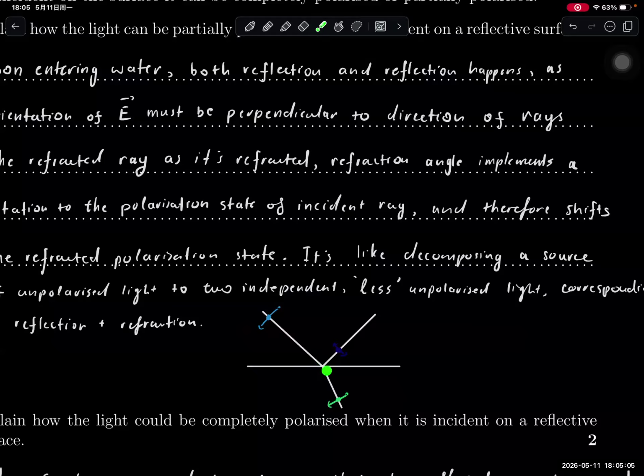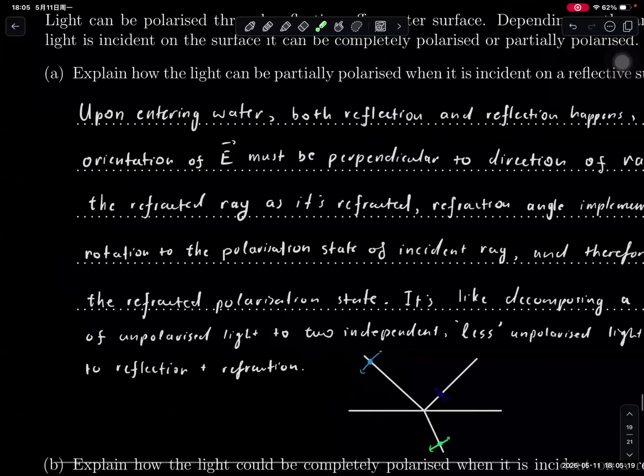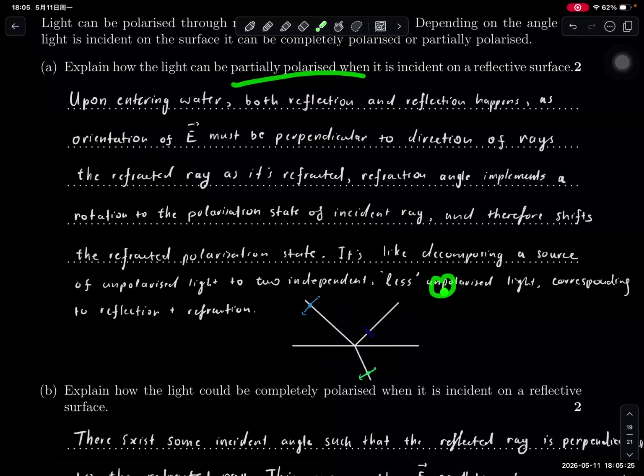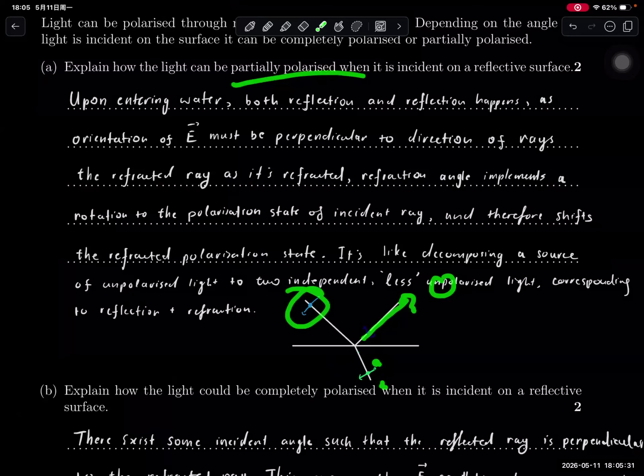When it hits the surface of water, 2 beams of light are separated. You can think of this polarization state as the addition of this and that together. Therefore, question A asks how a light can be partially polarized. If you observe here, this beam of light is slightly less unpolarized compared to this one because it has another unpolarized component being split out into a different propagation direction. That's the refraction bit. Those 2, reflected and refracted, are still unpolarized, but they are less unpolarized because they are components of this one.